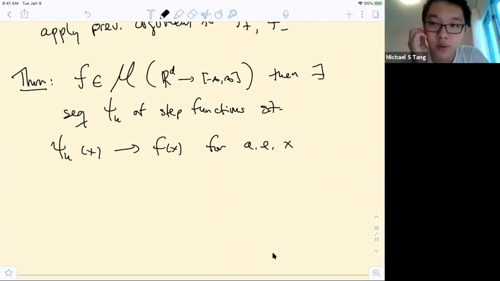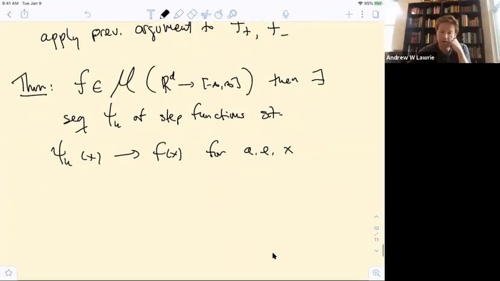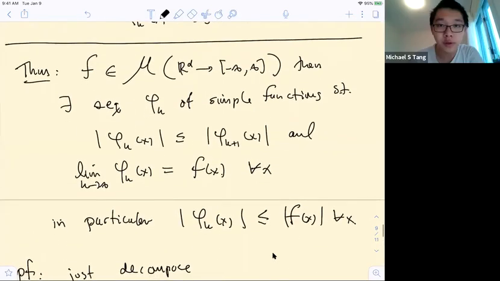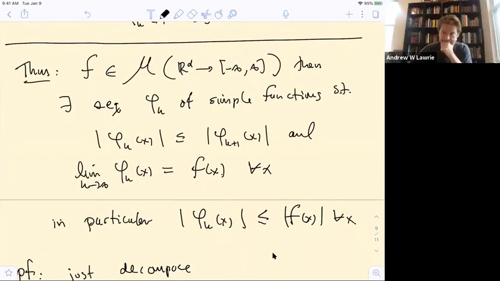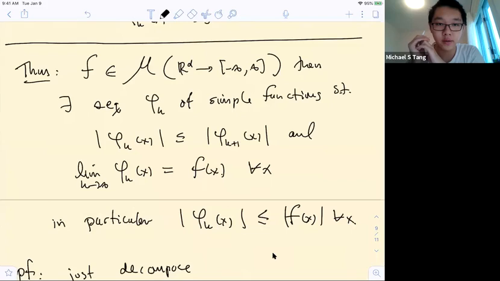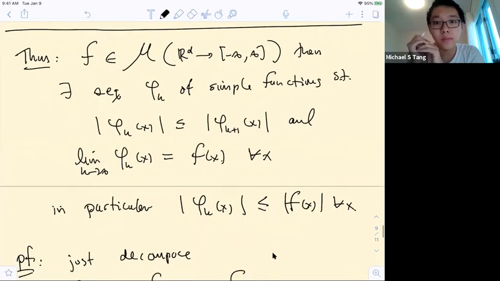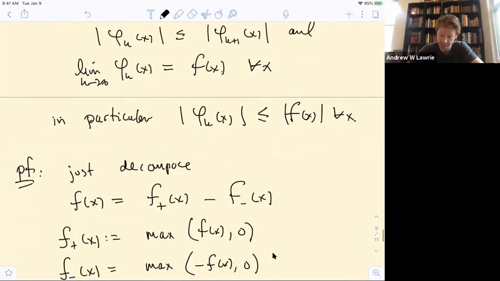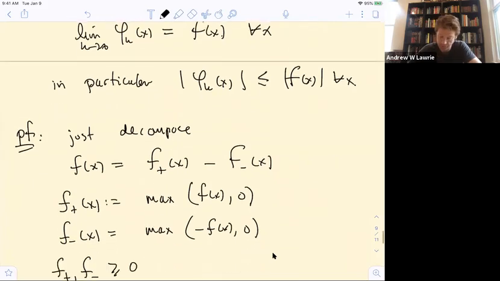I have a question about the previous theorem. Yeah, this one or the one before that? I guess the corollary. Why does it follow from our construction that the absolute values are increasing? Okay. So just the triangle inequality.